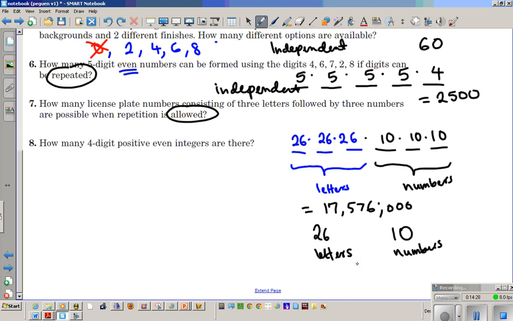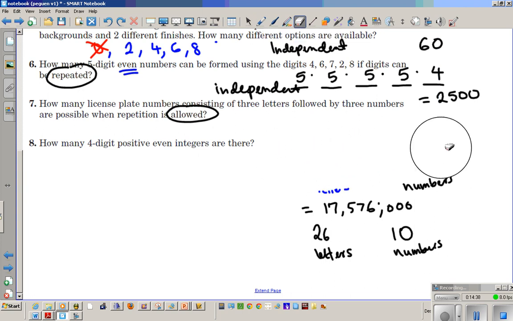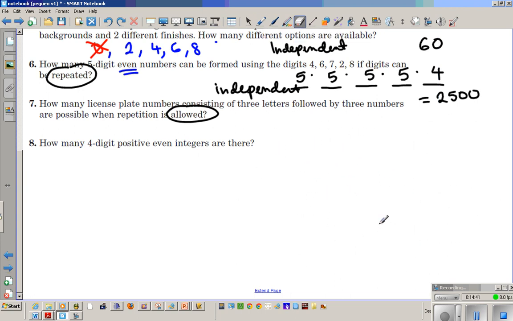Okay, number 8 says, how many 4-digit even integers are there? Let's take a look at that one, and then we can start on the password. How many positive 4-digit integers are there? In this case, we are going to be making 4 positions, 1, 2, 3, 4. For the first one, you have 10 choices. This could be anything. You're free to pick whatever you want. There are 10 possible digits. In the first spot, you can pick any 10. Second spot, 10. Third spot, 10.